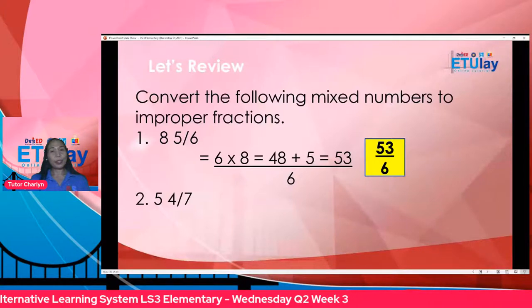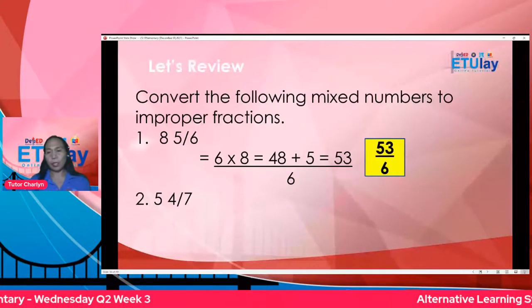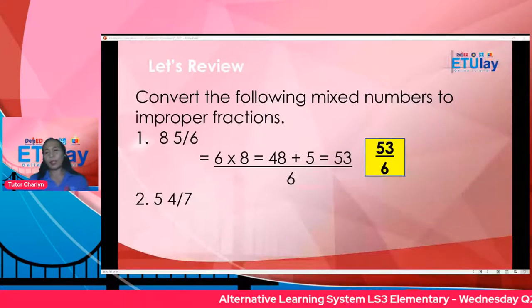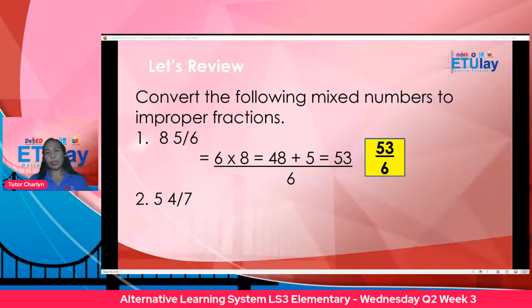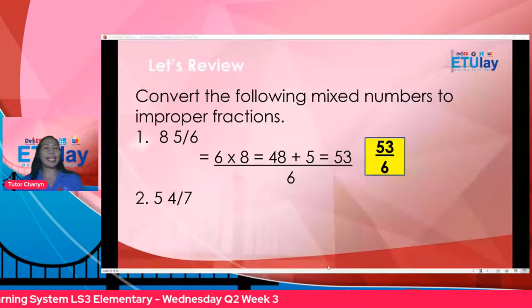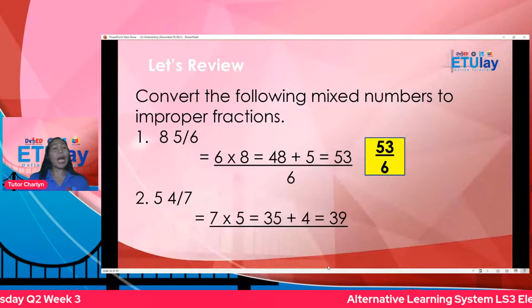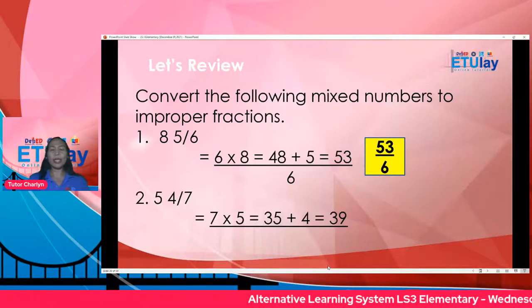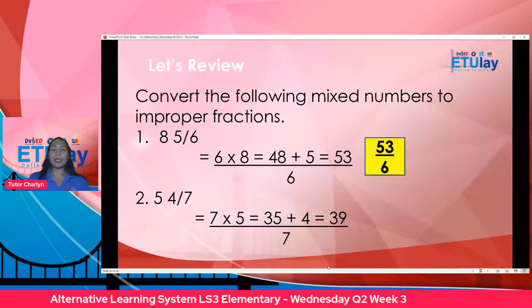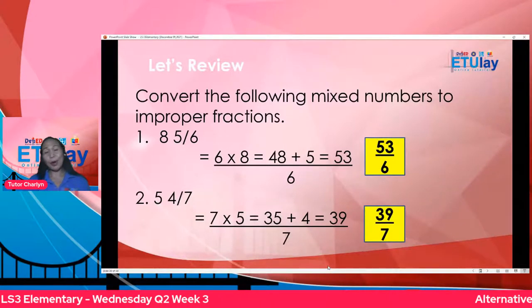So, ano kaya yon? 39 over 7. Okay, may sagot na si Mary na 39 over 7. May sagot na si Adams ng 35 over 7. So, let's find out what's the answer. So, 7 times 5 is 35 plus 4, which is the numerator. We got 39 and our denominator is 7. So, we got 39 over 7. Congrats po.